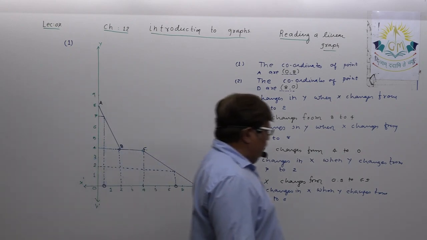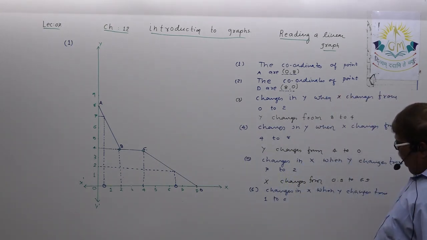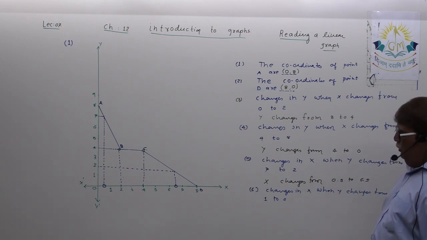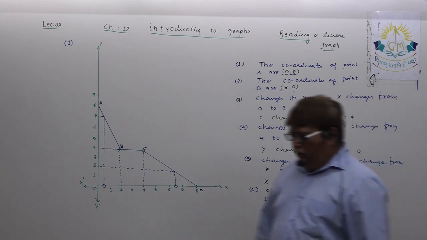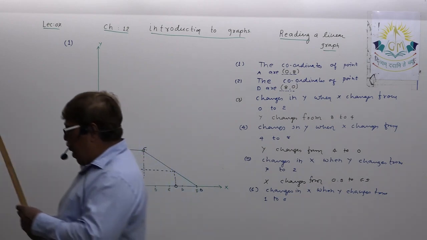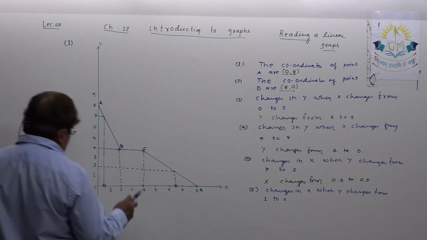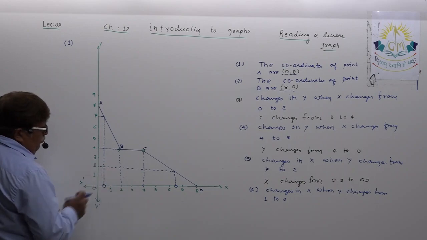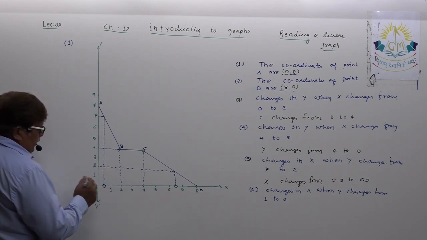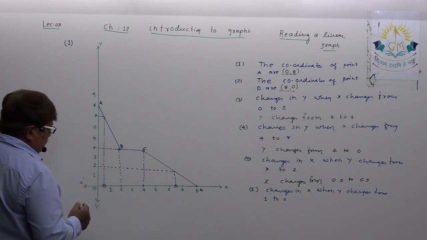Changes in x, you have to find when the coordinate y changes from 1 to 6. You have to find how x changes. Okay. Can we now see, dear student? First, two values of y you have to target, 1 and 6.